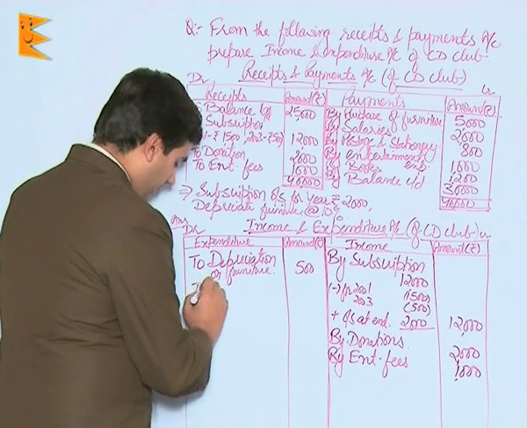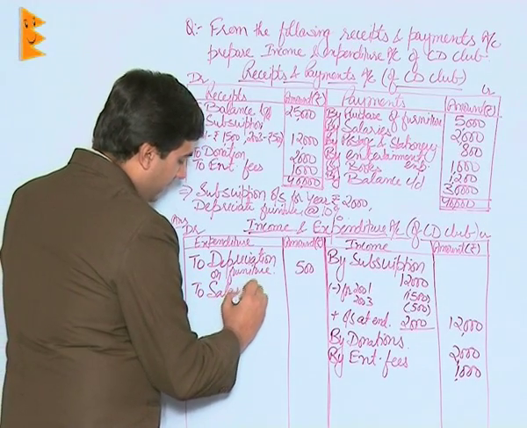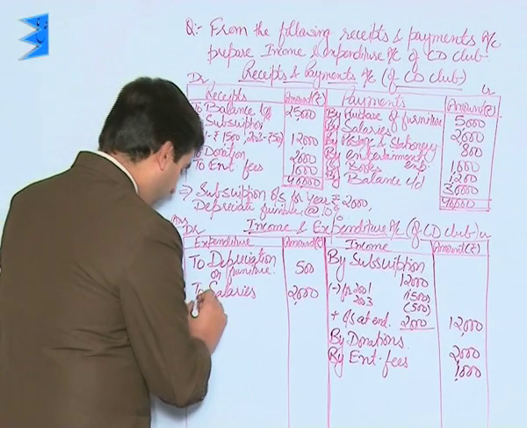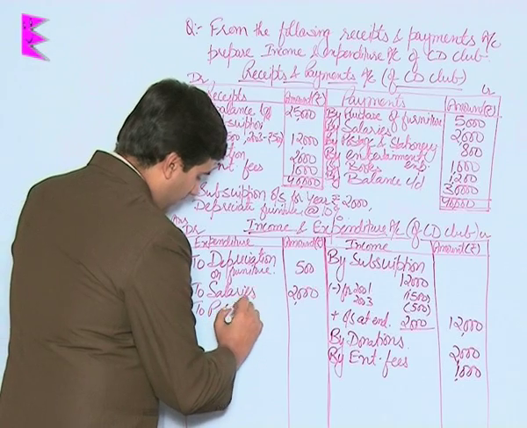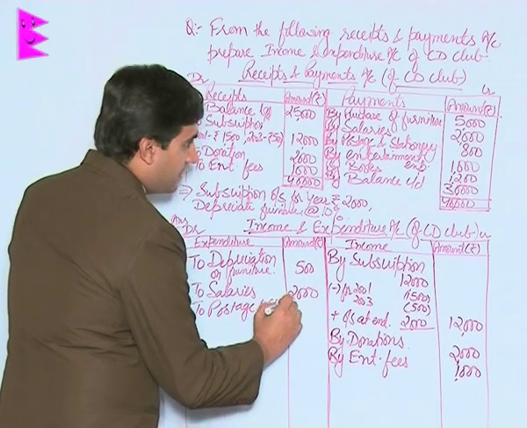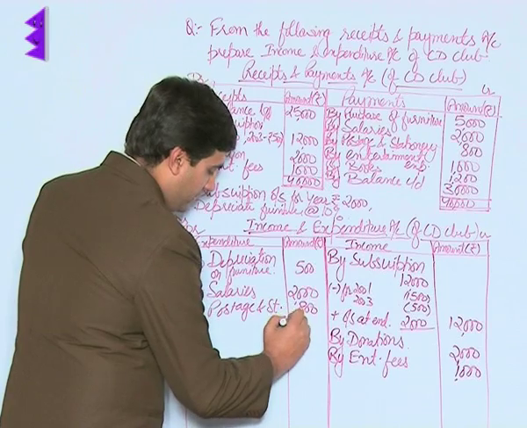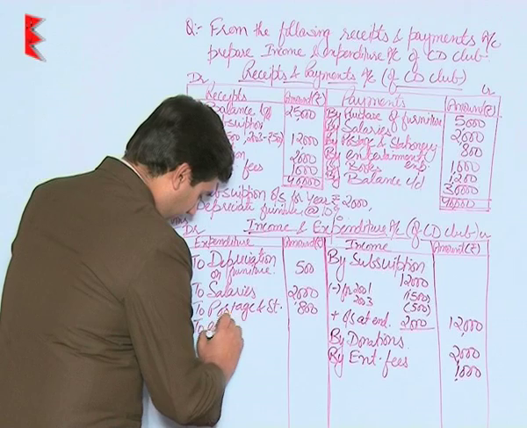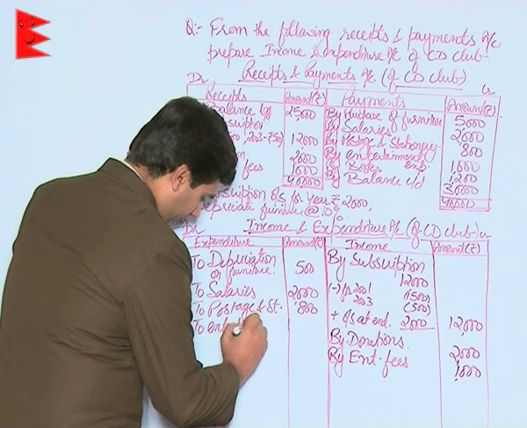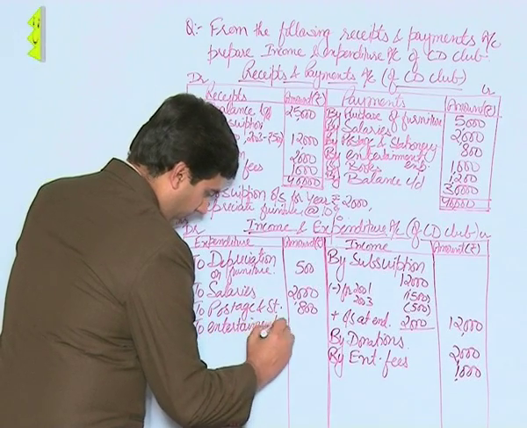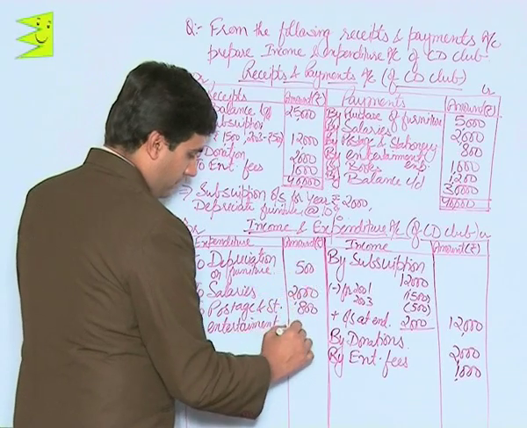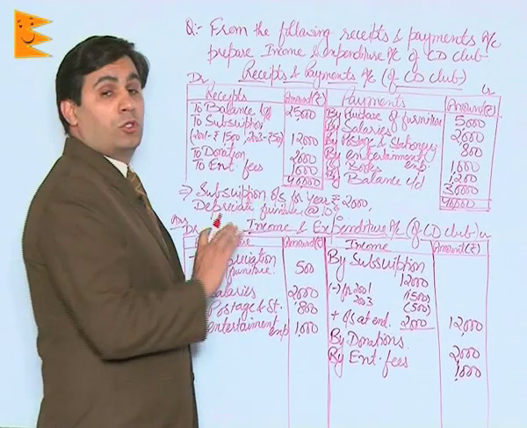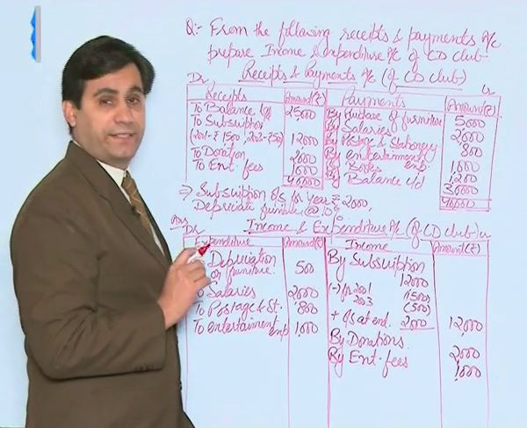Then we have salaries. To salaries, 2,000. Then we have postage and stationery. To postage and stationery, 800 rupees. Then we have entertainment expenses. Entertainment expenses, rupees 1,000. Then books, no entry is made for books because they are assets.